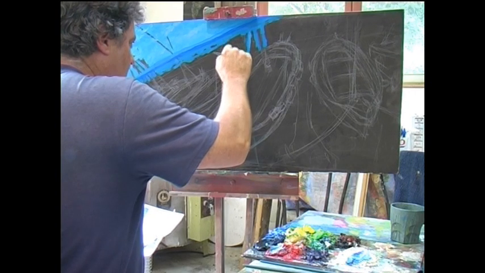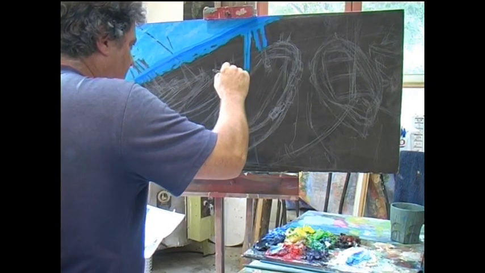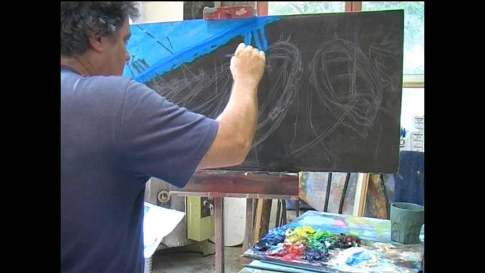Take some terps and just quickly flick in and leave a dark line behind, just so I know where I've established where things are there.